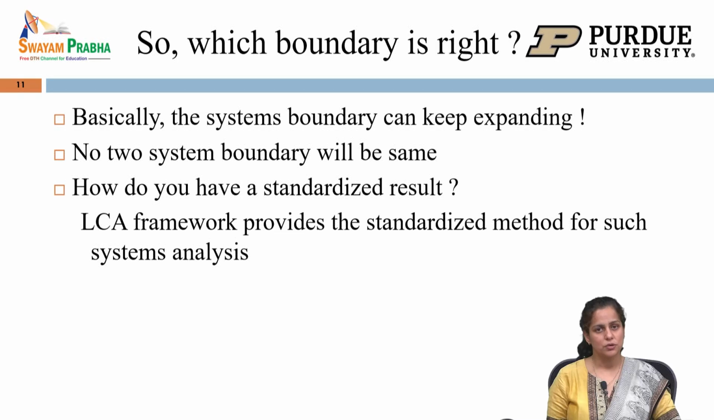No two system boundaries will be the same, which means that what analysis I did or what analysis you did could be very different. So, how do we tell what is the environmental impact of using a paper cup? We might get very different answers, and that makes it very challenging for decision making.